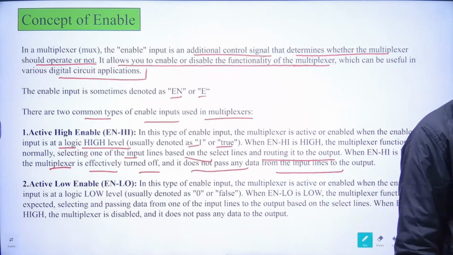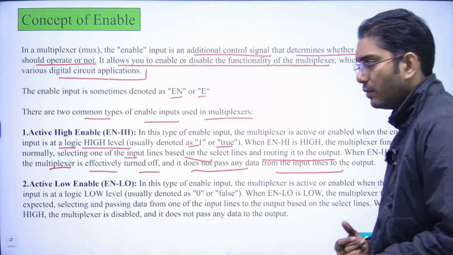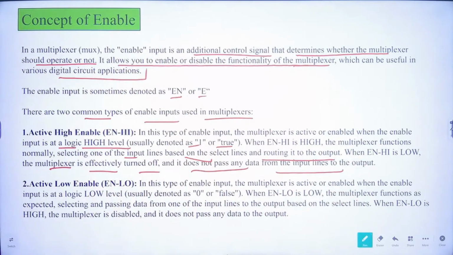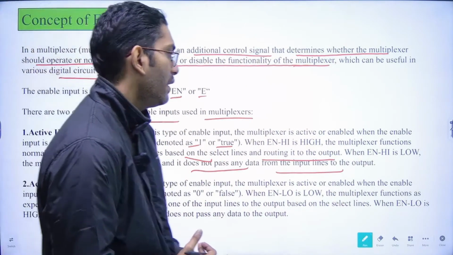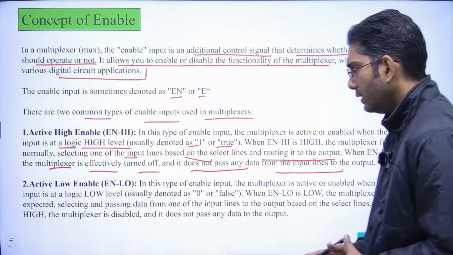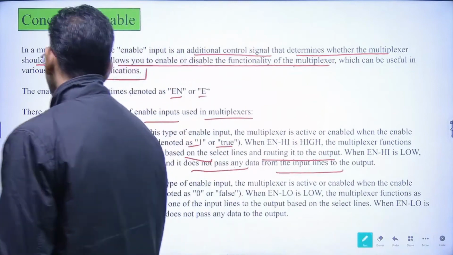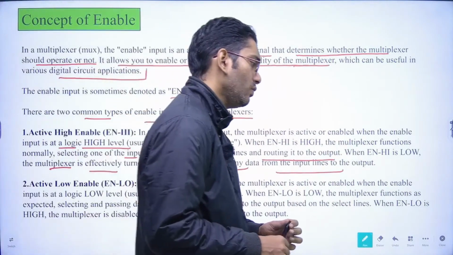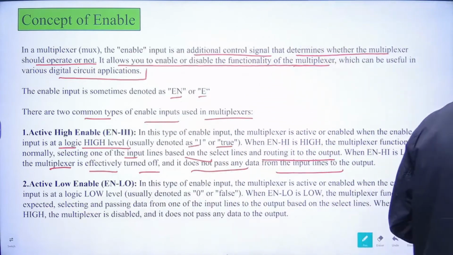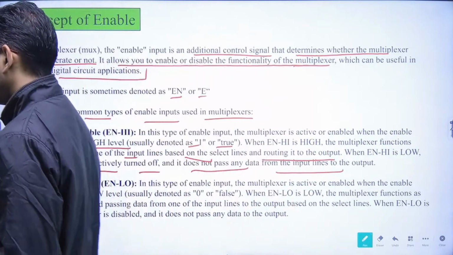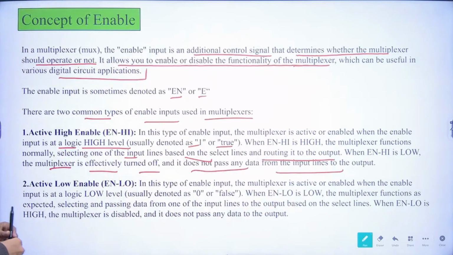So in the active high enable multiplexer, whenever the enable is 1 or true, the multiplexer works, and whenever the enable is not 1 or true, the multiplexer doesn't work, or it doesn't route the input lines to the output lines.